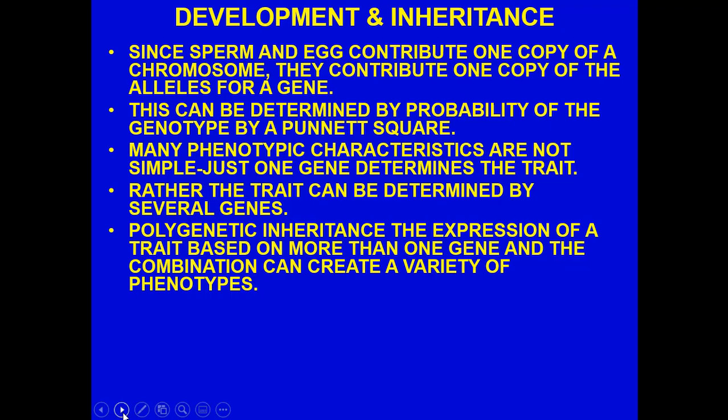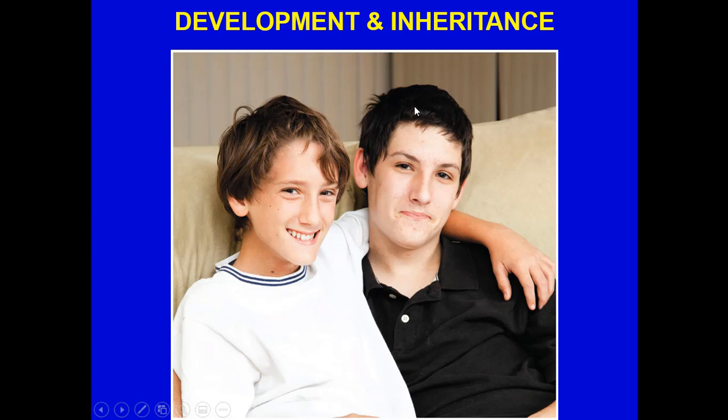Also, you have to understand that many phenotype characteristics are not simple. That is, one gene determines a trait. Rather, the trait can be determined by several genes. This is where we get into what we call polygenic inheritance. Polygenes, many genes, anything two or greater. That is the expression of a trait based on more than one gene, and the combination creates a variety of phenotypes. As you see here, one's dark-haired, one's black-haired, and one's brown-haired.